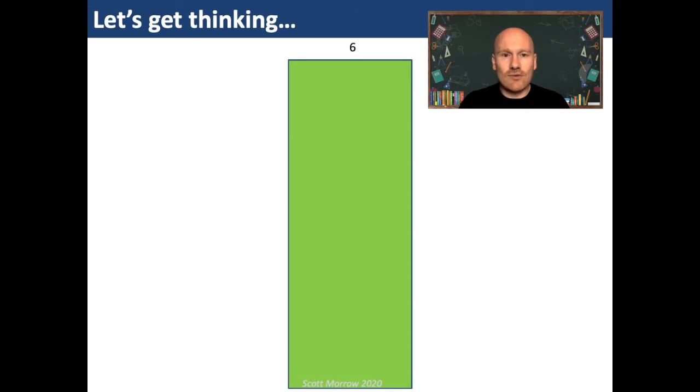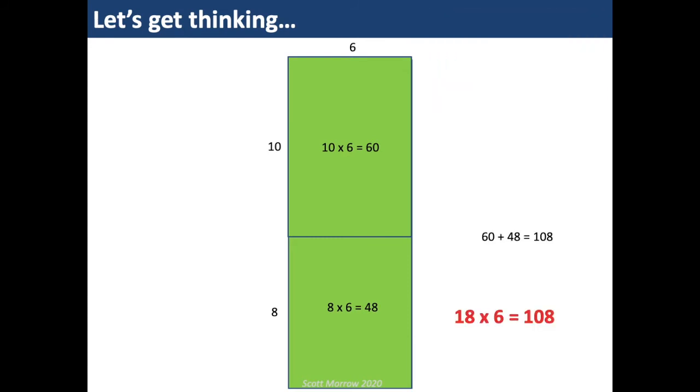The dots are still underneath there, but this time we've got 6 in every row and we've got 18 rows. Now what did we do to that array or that rectangle? We partitioned it. We split that into 2 smaller rectangles. Instead of 18 by 6, we had one that was 10 by 6 and one that was 8 by 6. We multiplied 10 by 6 to get 60. We multiplied 8 by 6 to get 48. And we added those together to get a total of 108.